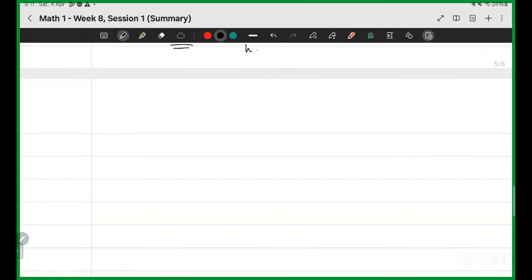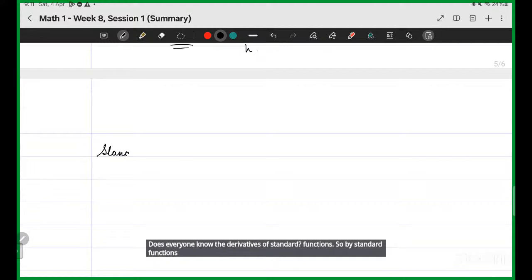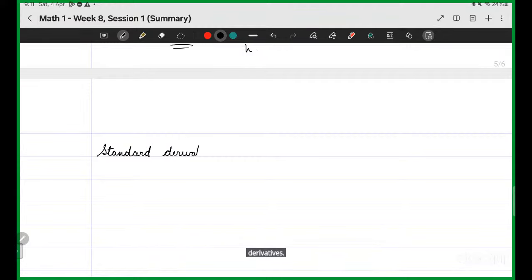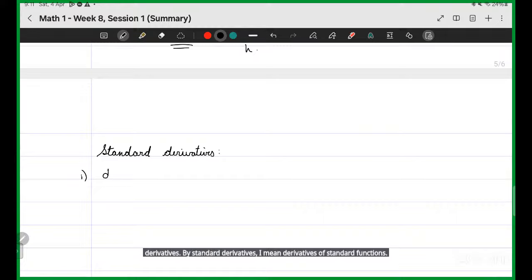Does everyone know the derivatives of standard functions? By standard functions, I know I'm going to list some of them, maybe I'm not covering everything. Standard derivatives. By standard derivatives, I mean derivatives of standard functions. So for example, d by dx of x to the n is nx to the n minus 1.